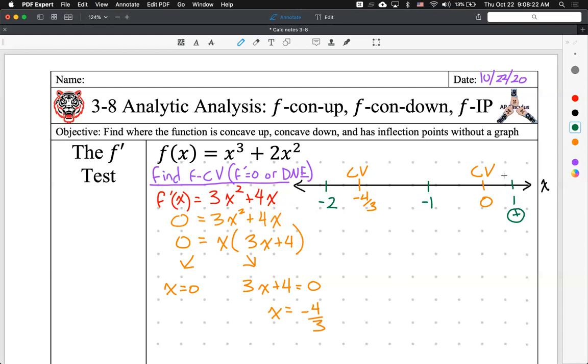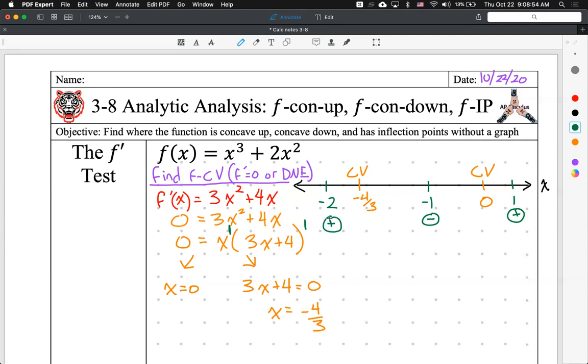And then if you guys remember the trick from yesterday, you don't need to keep plugging it in anymore. Notice that in the factored form, this is x to the power of 1 and 3x plus 4 to the power of 1. It will switch signs every time it jumps over the critical value corresponding to 3x plus 4. It will change signs every time you hit the critical value corresponding to x. So since those are the only two critical values, it will change signs. This will be a negative. And it will change signs again. This will be a positive.